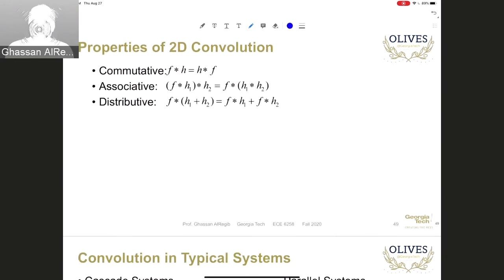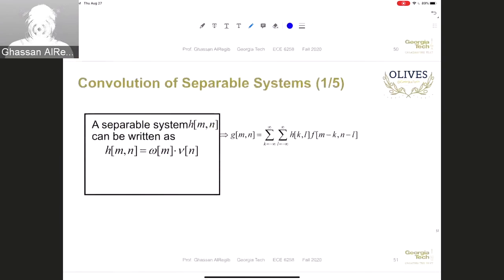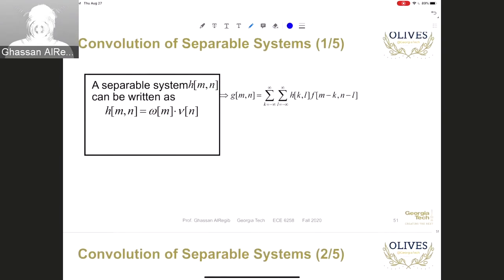Properties of two-dimensional convolution, an extension of the 1D case: commutative, F convolved with H is the same as H convolved with F; associative; and distributive, as with a cascade system, as in the homework in the 1D case. Okay. Now I want to spend the remaining time to look at convolution when we have a separable system.